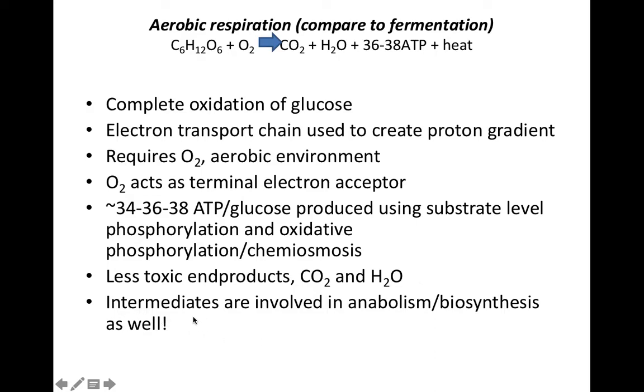And another cool thing, folks, that we won't have much time to discuss is the intermediates of aerobic respiration. Many of them are going to be used to help drive synthesis of other organic molecules, such as nucleotides and amino acids and lipids.